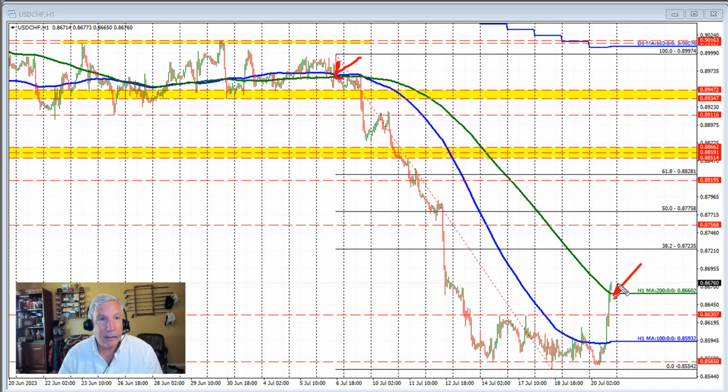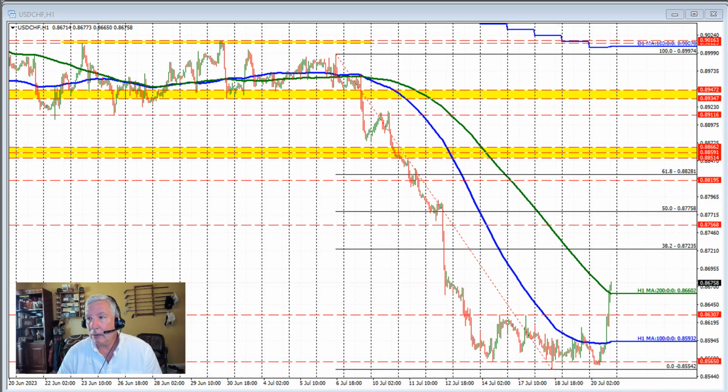On the top side, more upside momentum would have traders looking toward the 38.2% retracement at 0.87235. That's a minimum retracement of this trend move to the downside that shows that the buyers really mean business, but for the time being, staying above the 200-hour moving average is good enough for me.